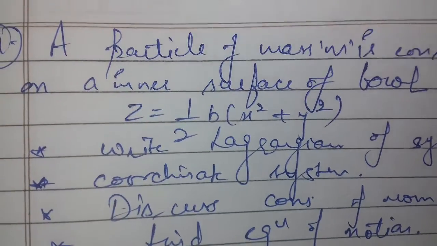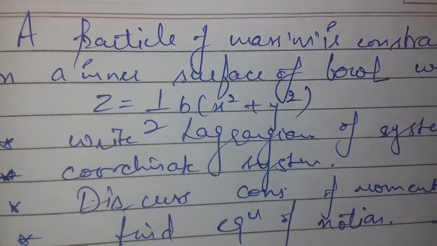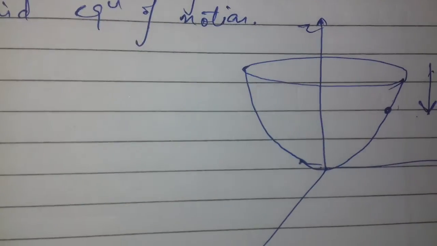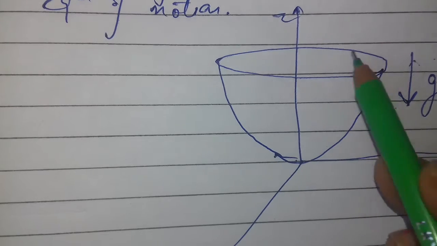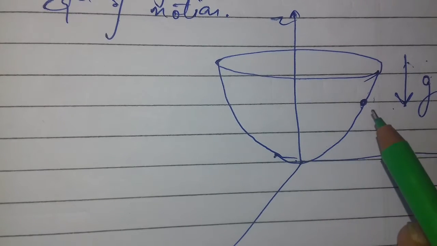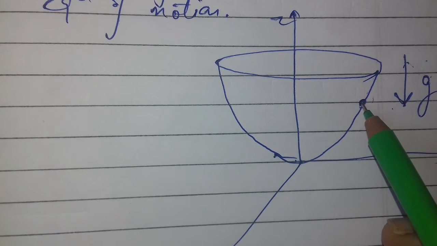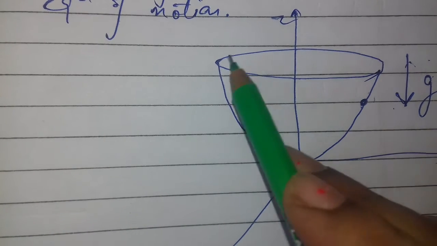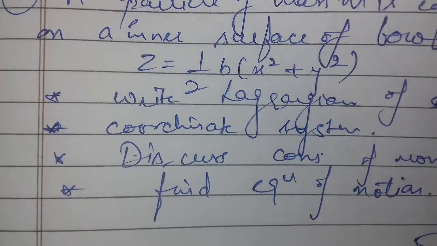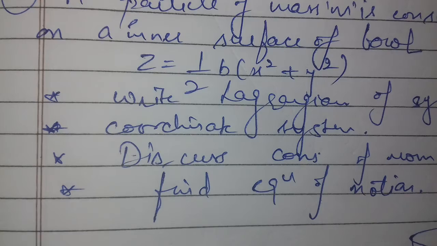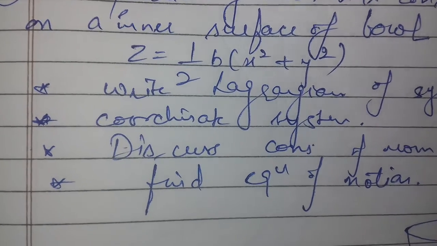This is an example of a question in which a particle is constrained to move only on the surface of this bowl. The particle is only constrained to move on this bowl, and you have to write the Lagrangian of the system. This statement will be given in your exam, and the equation for this curve will be given in the question, and then you have to write the Lagrangian of the system. So how will you approach the question? See this.